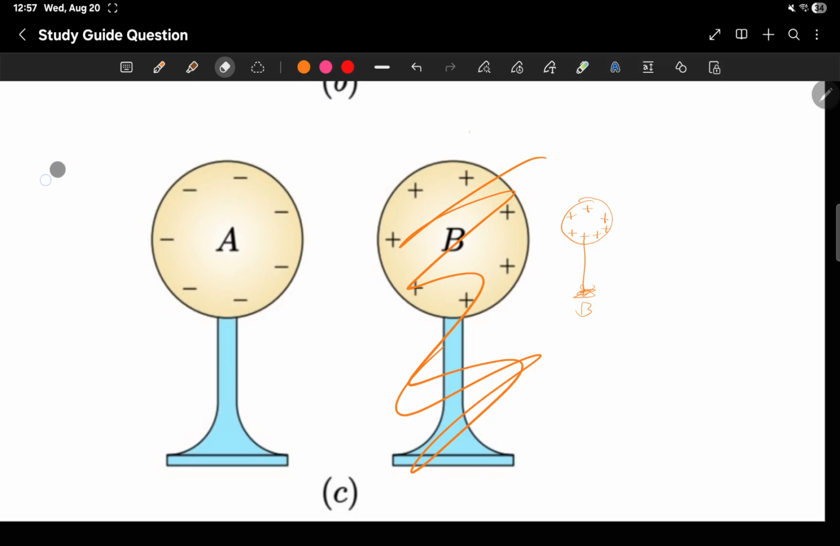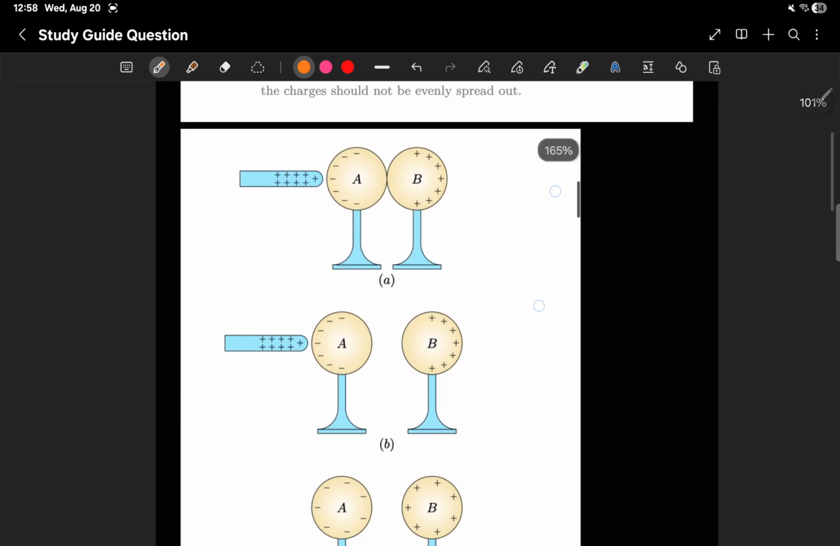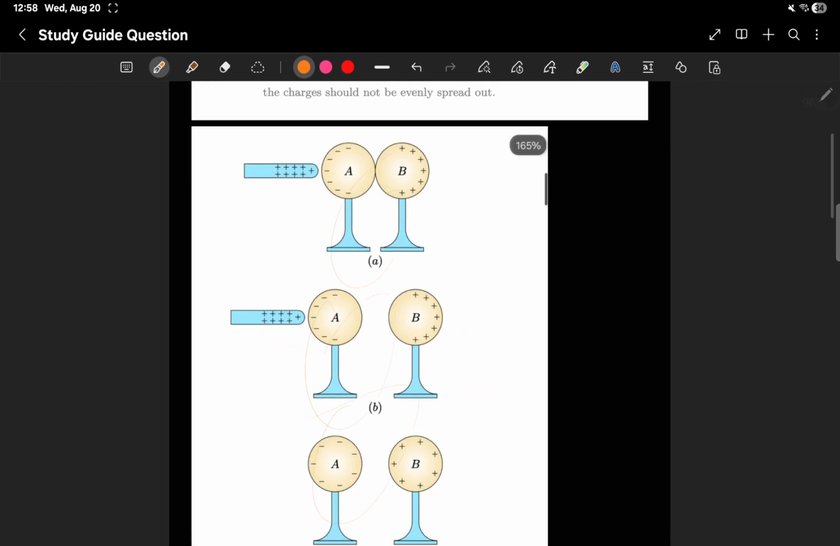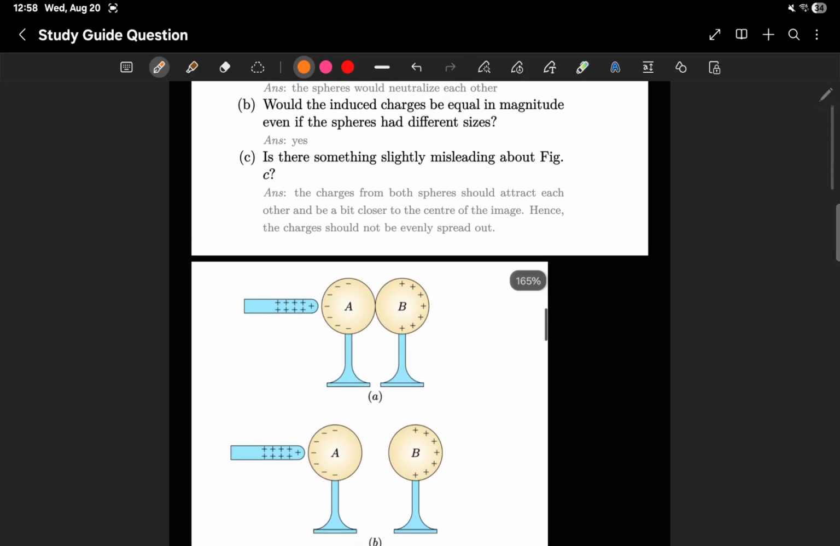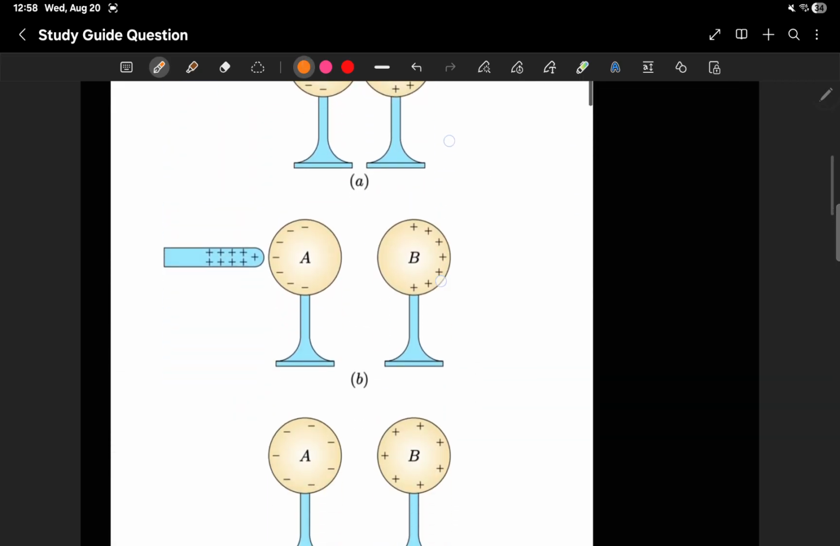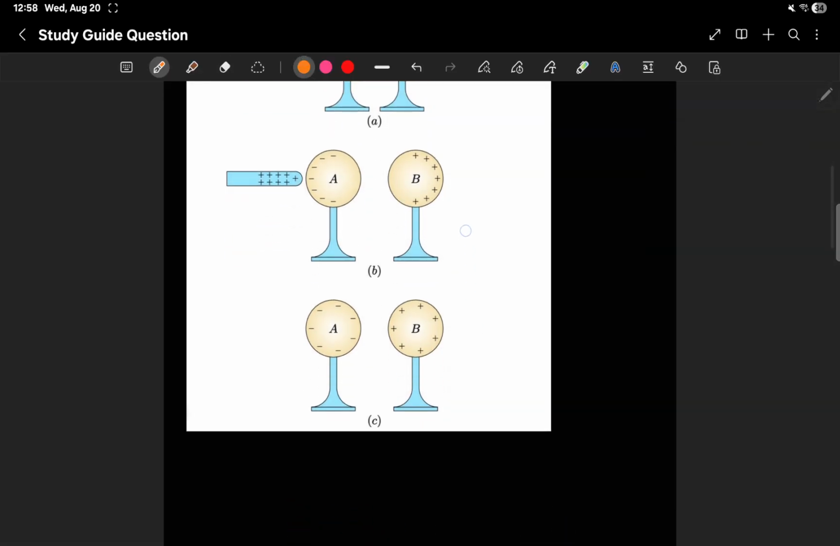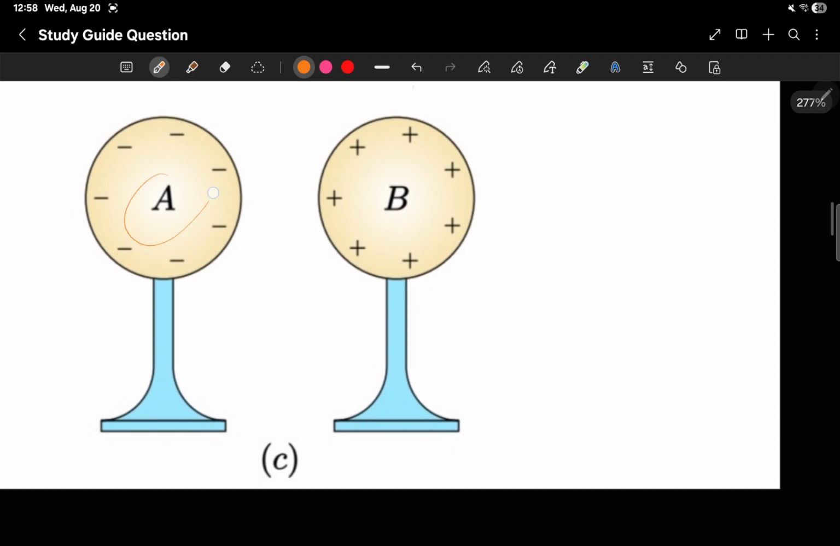Now, moving on to part C. So again, this is figure A, B, C, and we're just seeing different steps of how two metallic spheres are charged. Now, part C says, is there something slightly misleading about the figure C? So again, we've charged both these metallic spheres by induction, and now we're left with the two spheres at the end. They're uniformly charged. One is negative and one is positive. Is there something misleading about this figure, this step here, or this result?